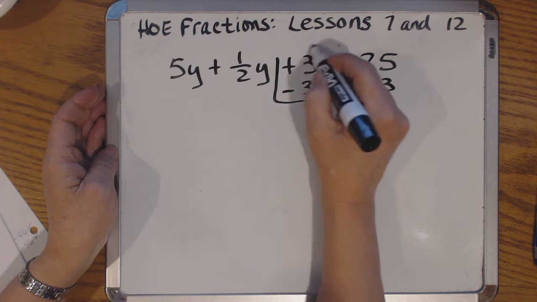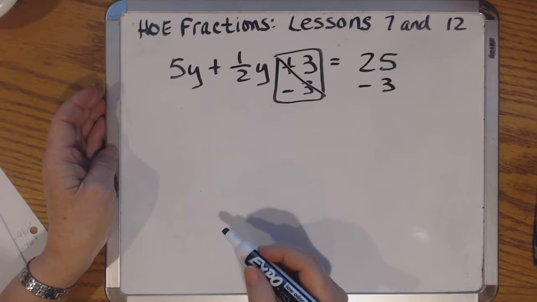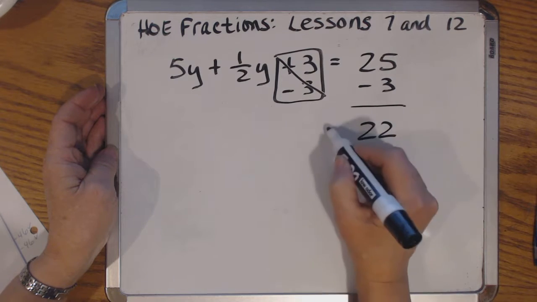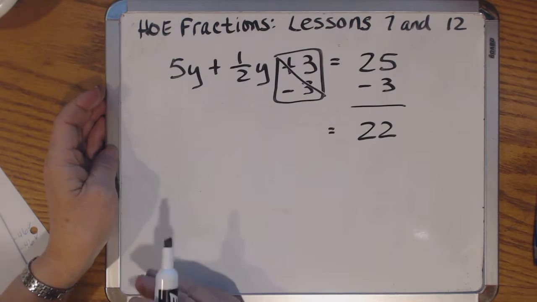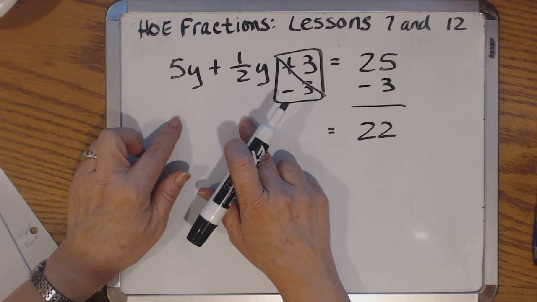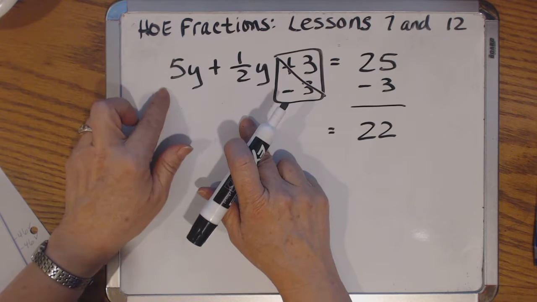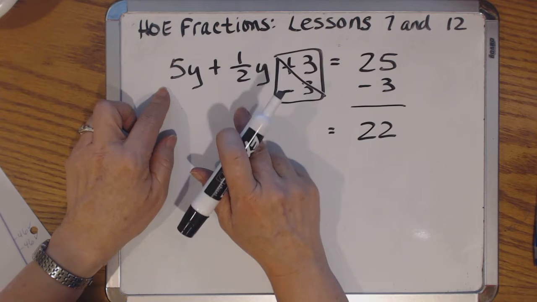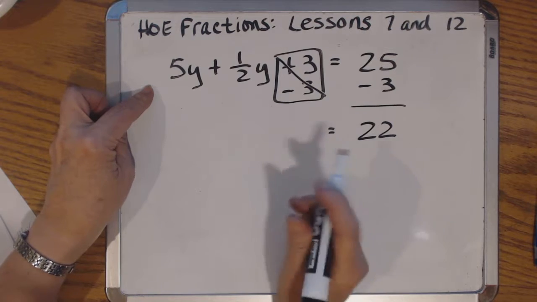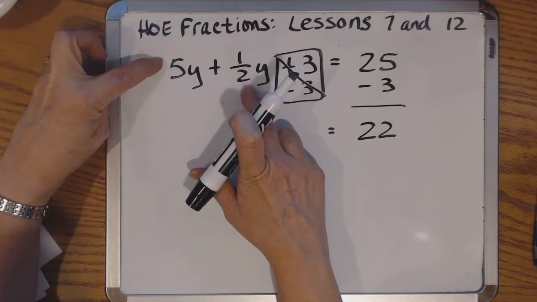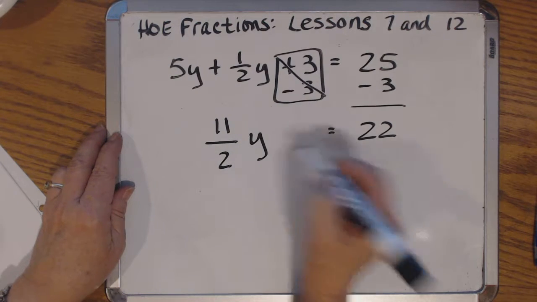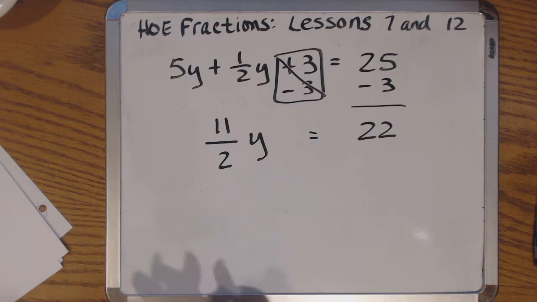When I have positive 3 and negative 3, they zero out, right? And so on the right side now I have 25 minus 3, I've got 22, all right? On the left side, I'm going to combine these fractions, okay? Since I'm not using manipulatives, I'm going to think I'm going to have 5 and a half y. These are going to be easier if you think in terms of mixed fractions. You're going to see why in a minute. So if I have 5 and a half as a mixed number, that's 5 times 2 is 10, plus 1 is 11. So here I'm going to have 11 halves of y equals 22.